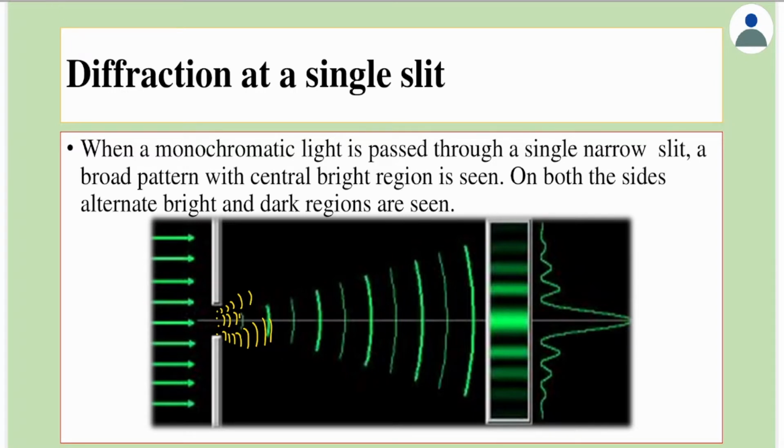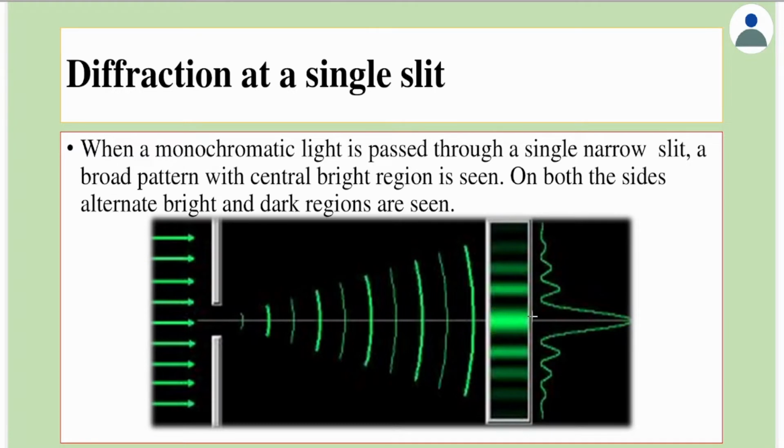On the screen, we get alternate bright and then dark regions. This region here is called the central maximum, and this region here is called the first minimum. This is called the first secondary maximum. This is called the second minimum. This is called the secondary maximum.